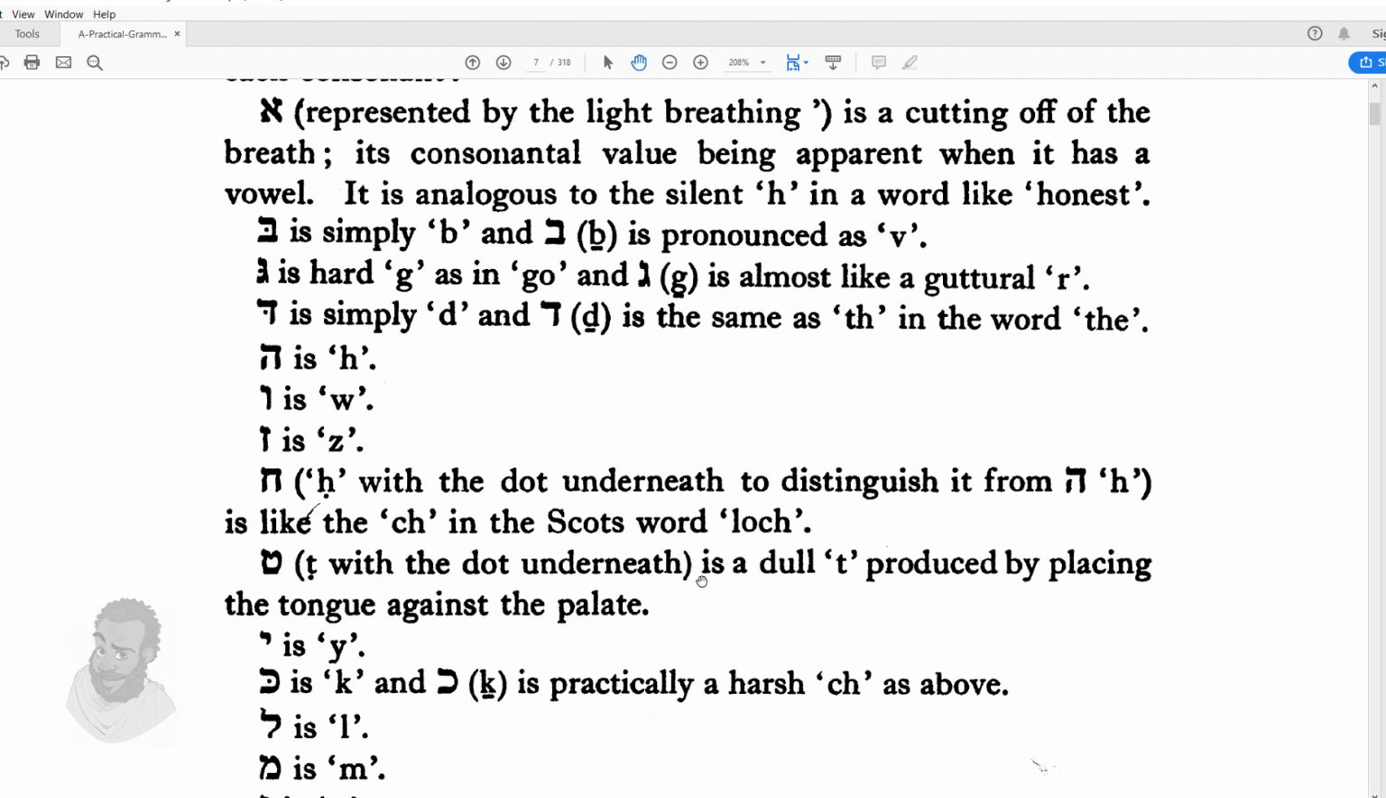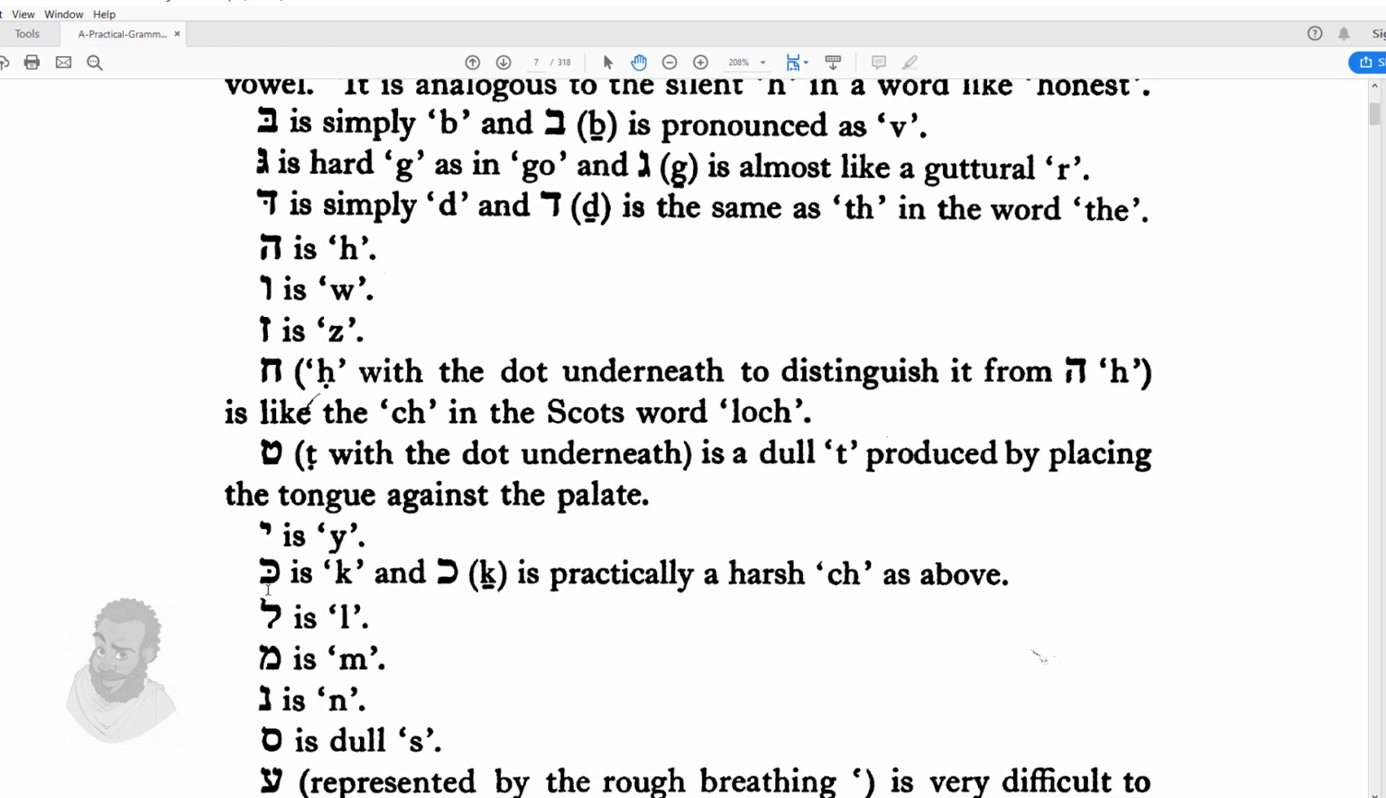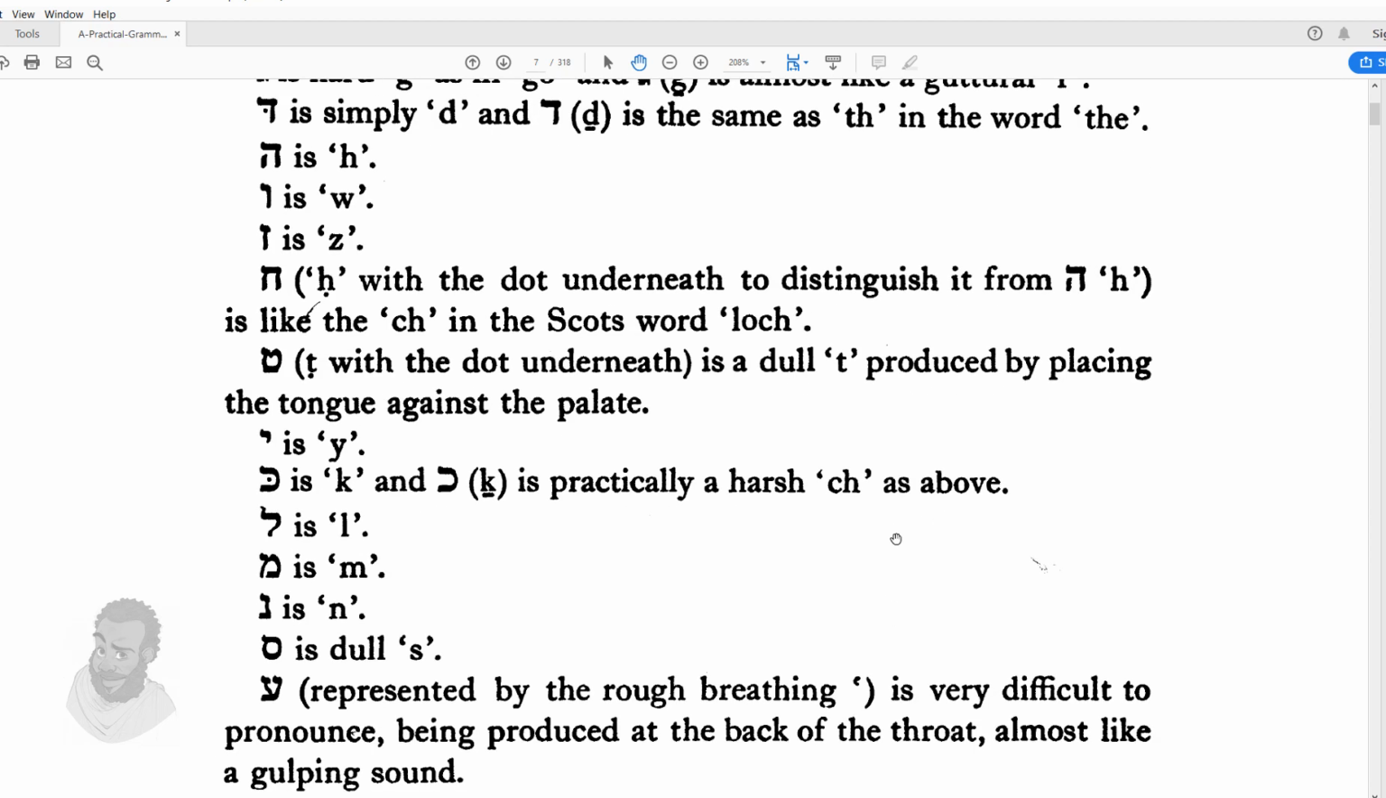Teth with the dot underneath is a dull T pronounced by placing the tongue against the palate. So you have teth and not tav, but teth, okay? Yod is y. Then you have kaf is k, and then chaf is practically a harsh ch as above. Then you have lamed is l, mem is m, and these are consonants, okay? So of course they wouldn't have any vowels to them.